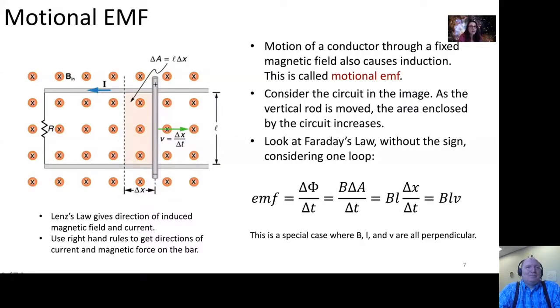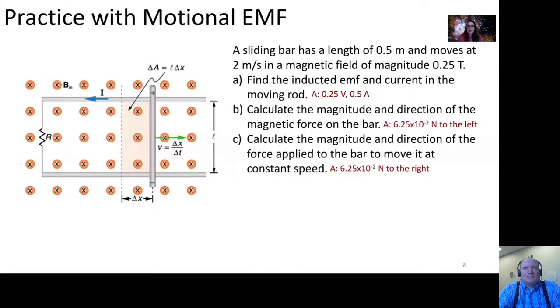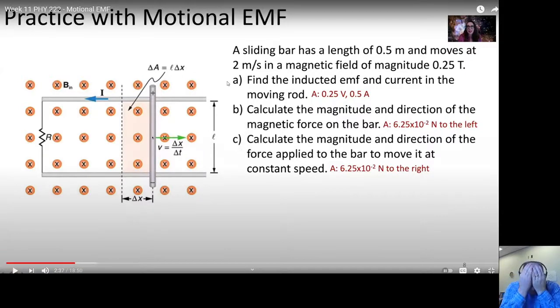Lenz's law will give us the direction of the induced magnetic field and current. And our right-hand rules, we're going to use both of them, give us the direction of the current and the magnetic force on the bar, which we're going to practice with the problem here. So we have a sliding bar, this bar here, with a length of 0.5 meters, and it moves at 2 meters per second in a magnetic field. Half a meter, okay, doesn't quite fit in my little image here. Half a meter, moving at 2 meters per second.